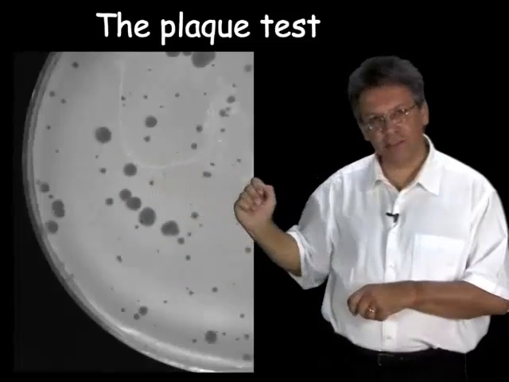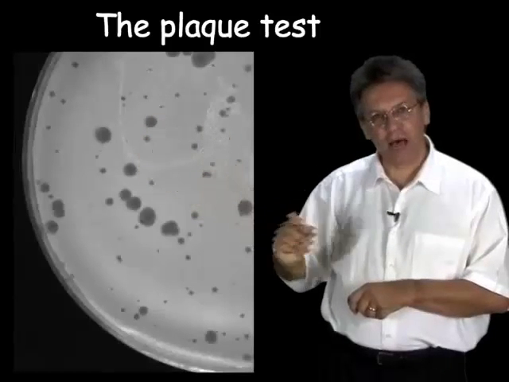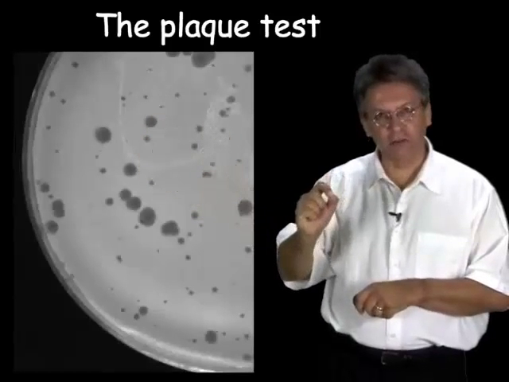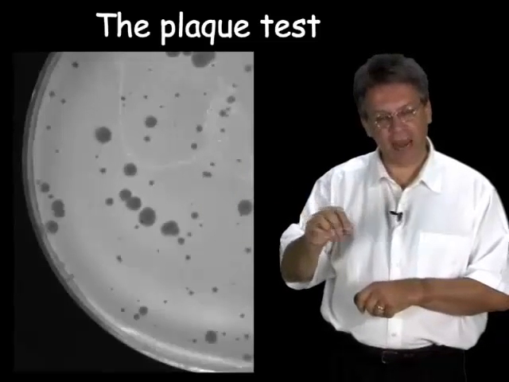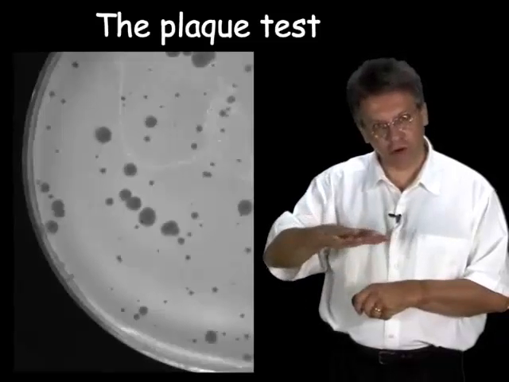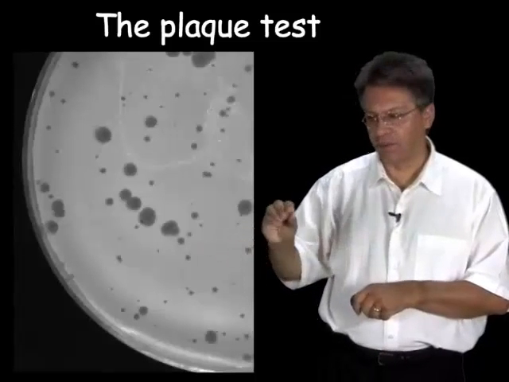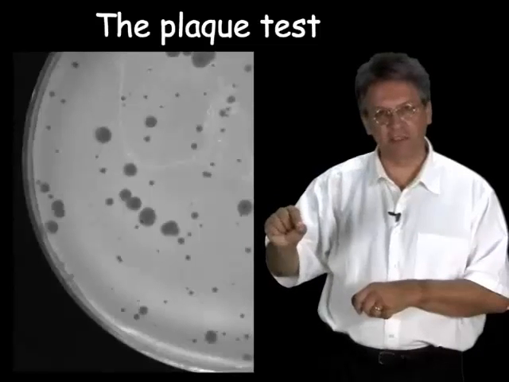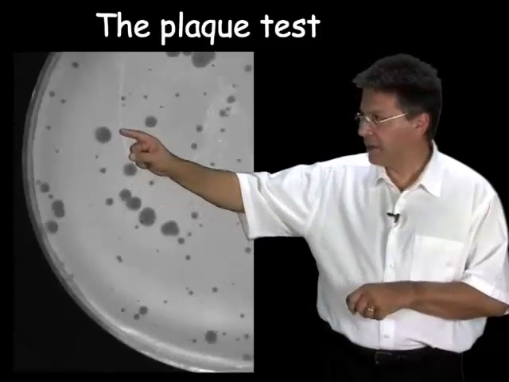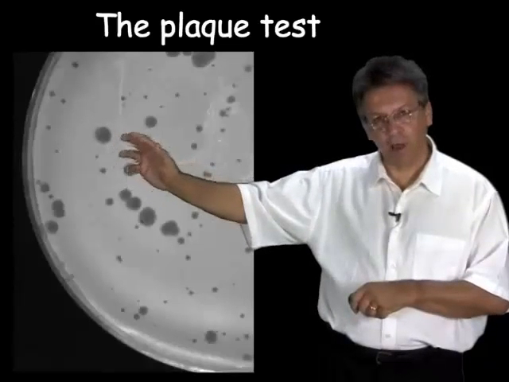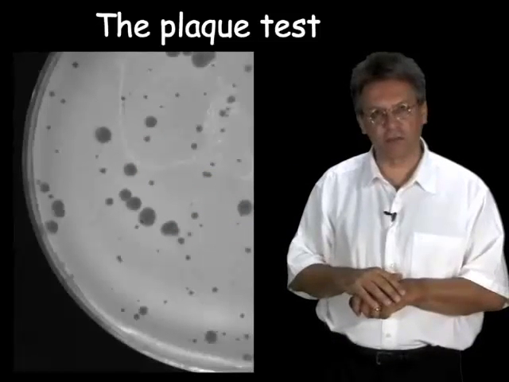These are called plaques, and each one of these individual plaques has arisen by a single particle which was capable of infecting a cell, and as the bacteria grew across the surface of the agar dish, the virus propagated itself and multiplied until in the plaque here there may be perhaps 1 million or 10 million or more individual phage particles.